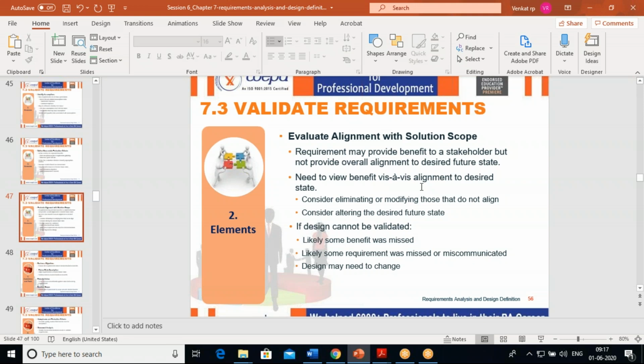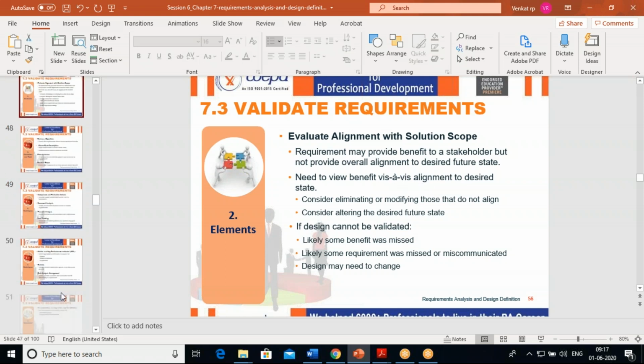One is we are going to identify the assumptions. The second one is we define measurable evaluation criteria, and the third one is we will evaluate alignment with the solution scope. These three are the elements which we are going to do.